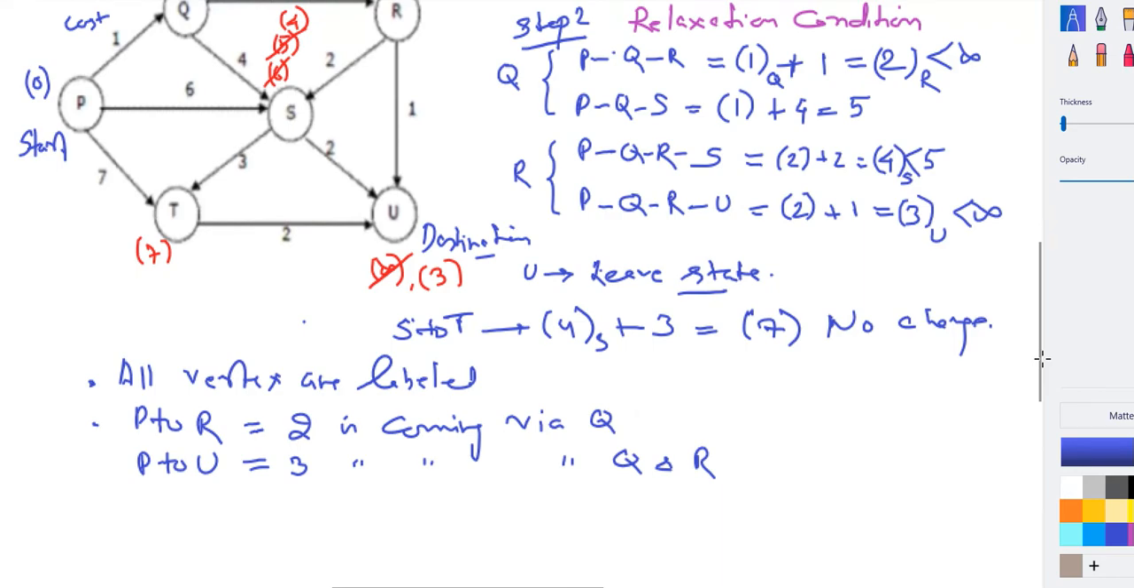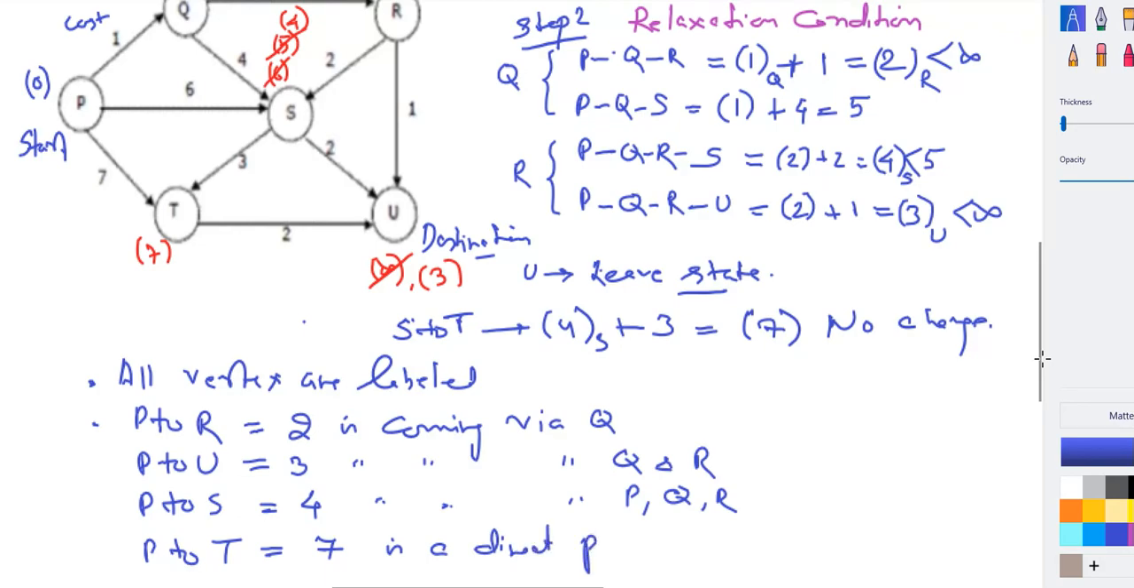Then P to S. P to S is how much? It is 4, and it is coming via P, Q, R. And P to T is equal to 7, and it is a direct path. So these are the paths for the shortest distance.